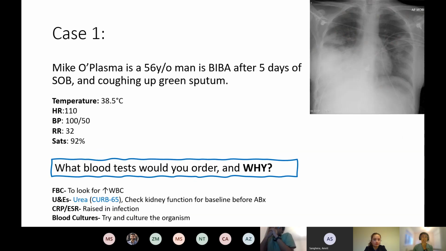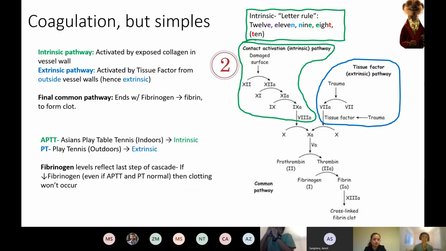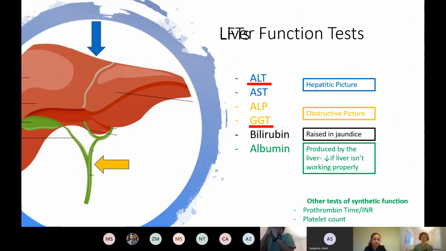Yep, I'm very happy to recap albumin. So let's go to the LFTs page. Okay, so we talked about this hepatitic obstructive picture. These transaminases, the ALT, AST, and the ALP and GGT, are not actually part of the liver's main function to produce. They're just really useful markers.